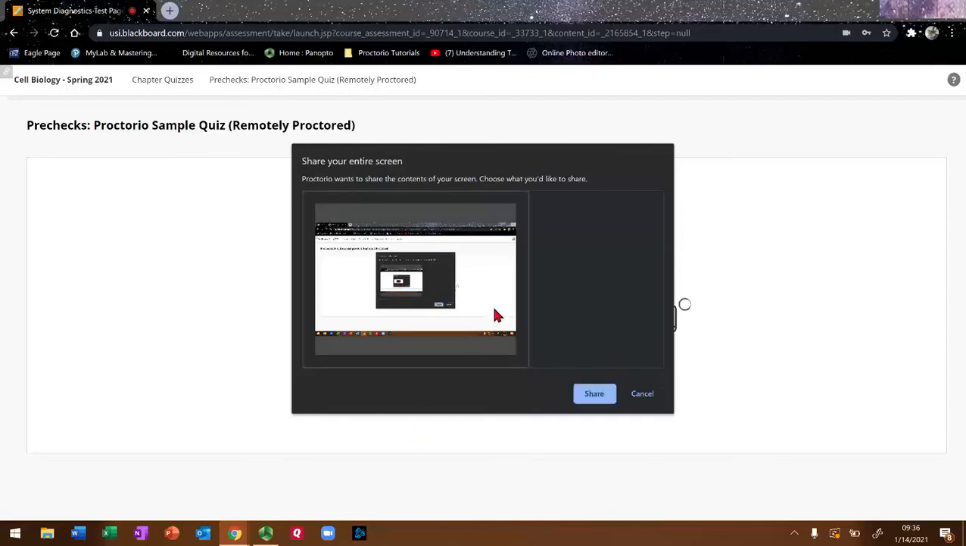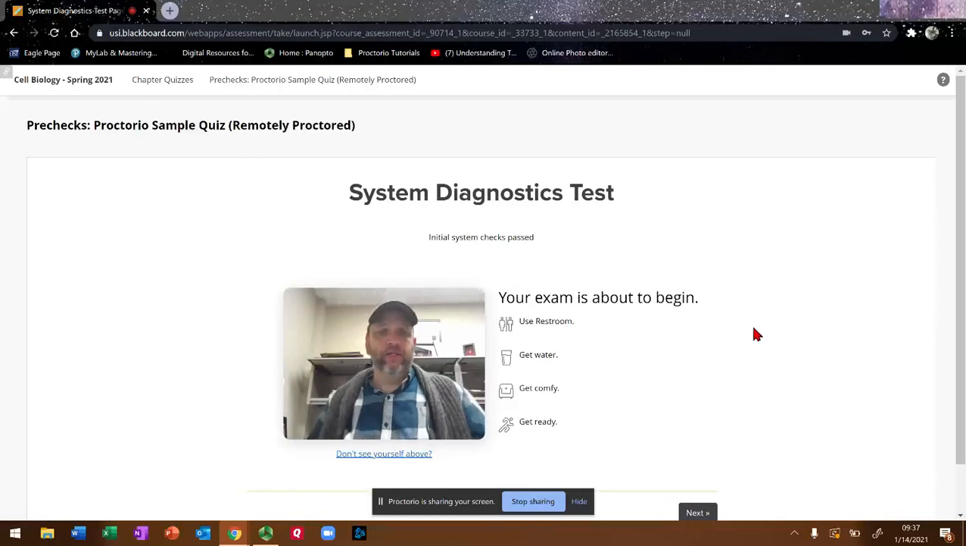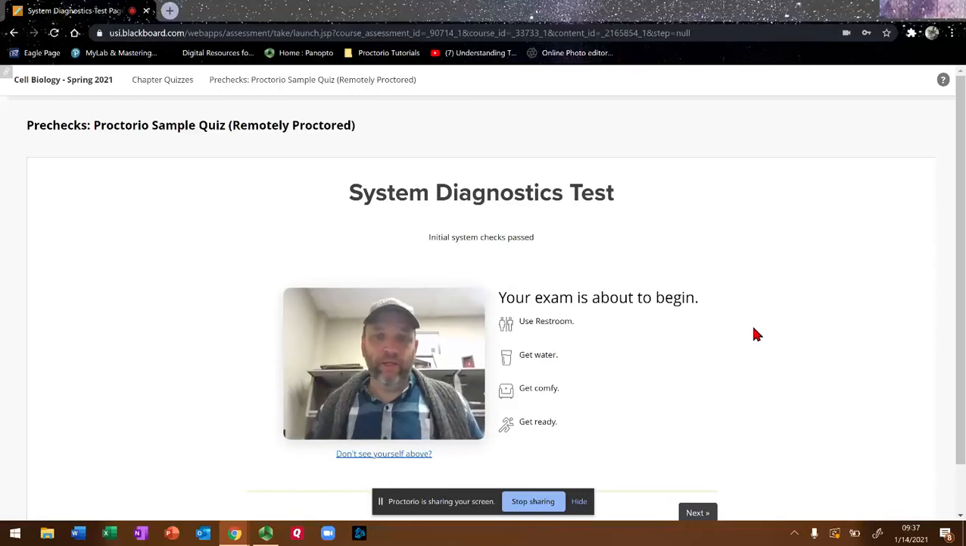Now, if you have two monitors, you may see two screens, so you just want to pick which one you want to record. Okay, I'm using my laptop. I don't have another screen attached, so mine just shows the one screen. So I'm going to hit Share. It's going to check my connection, and it's going to check some desktop settings. So here we go. Hi there. So now Proctorio is actively recording right now, and it's saying your exam is about to begin.